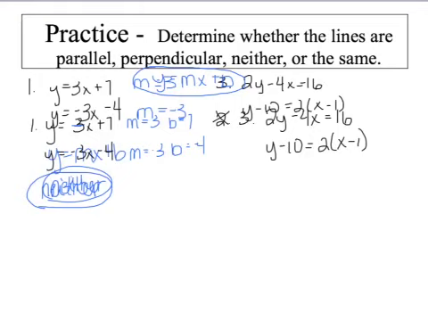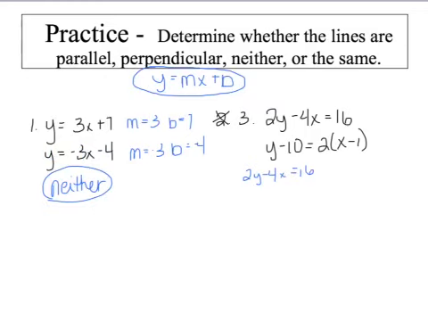So for the first line, I'm going to go ahead and add 4x over, and divide everything by 2. I get y equals 8 plus 2x. So you'll notice that you have a slope of 2 and a y-intercept of 8. Now let's check the next line.